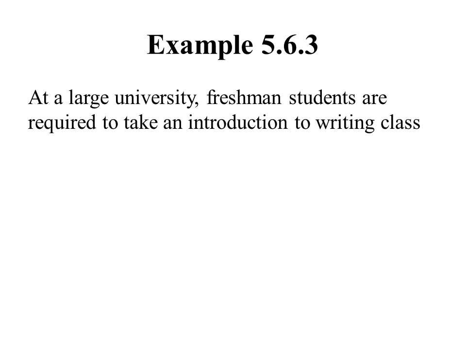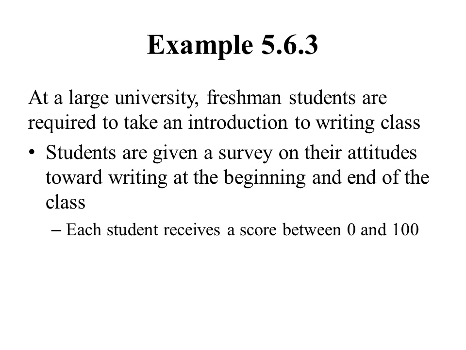So to illustrate this test, let's look at example 5.6.3. At a large university, freshman students are required to take an introduction to writing class. In this particular class, students are given a survey on their attitudes toward writing at the beginning of the class and at the end of the class. Each student receives a score between 0 and 100 on both their beginning test and the end test. A large score indicates that they have more favorable attitudes towards writing. A small score means the opposite.